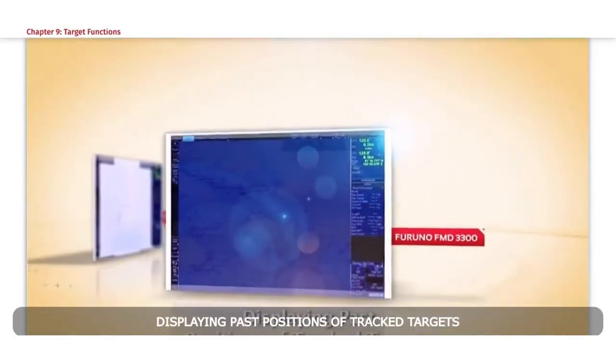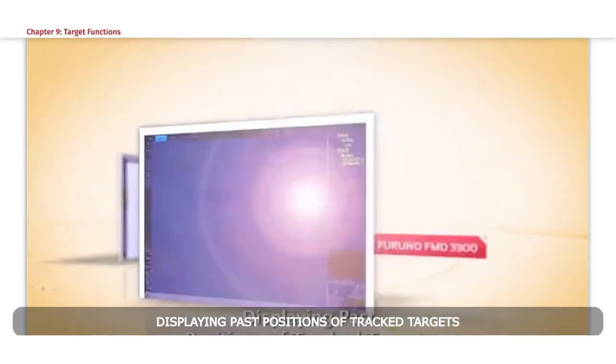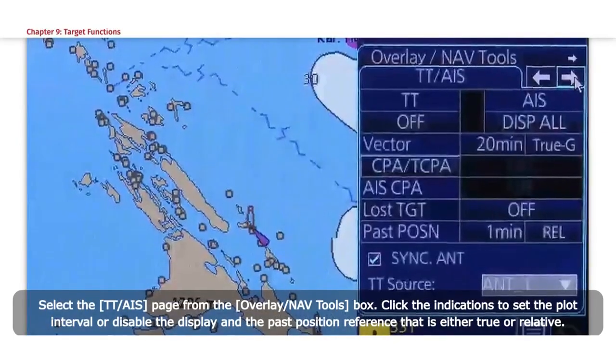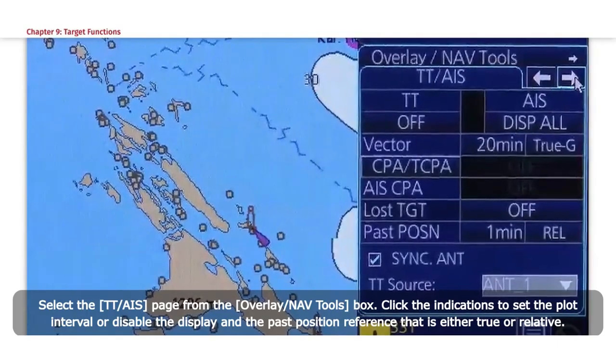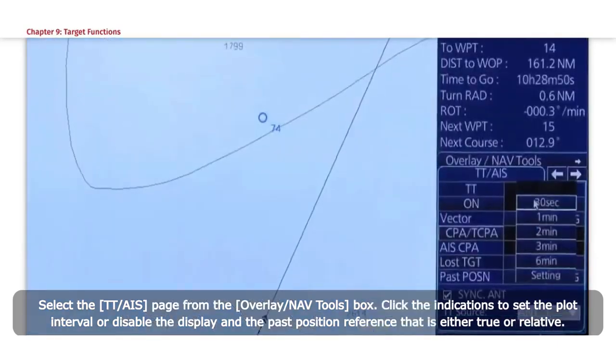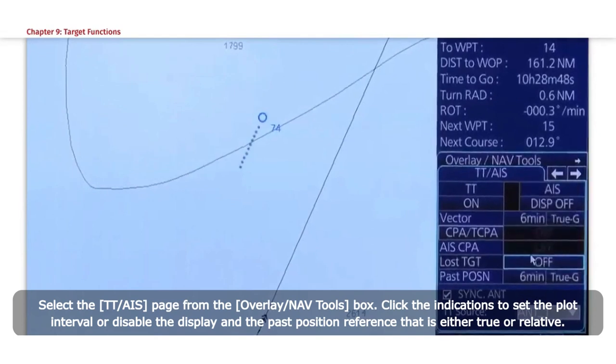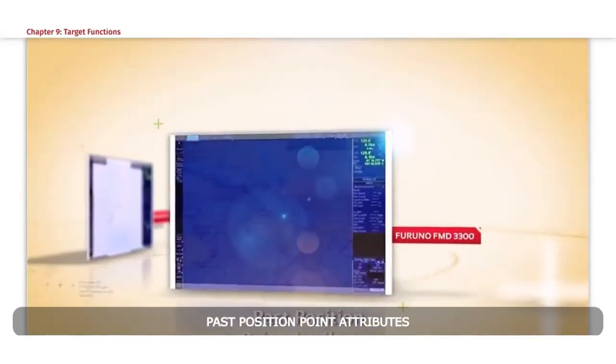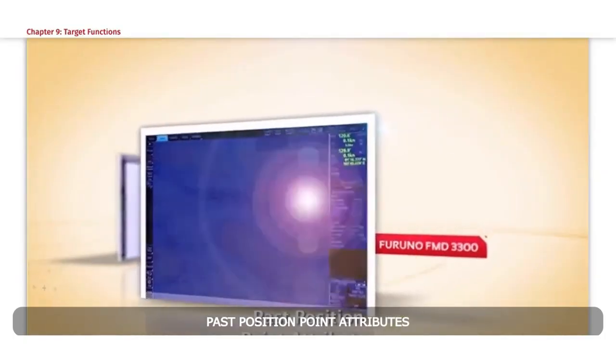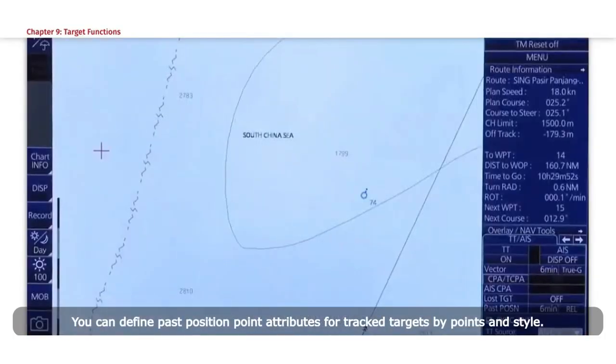Displaying past positions of tracked targets. Select the TT or AIS page from the Overlay or NAV Tools box. Click the indications to set the plot interval or disable the display, and the past position reference, which is either true or relative. Past position point attributes. You can define past position point attributes for tracked targets by points and style.